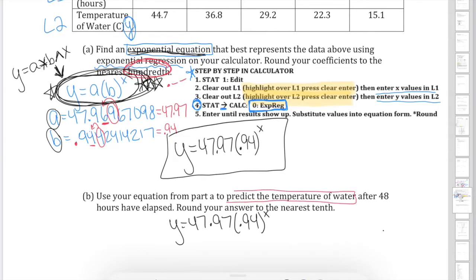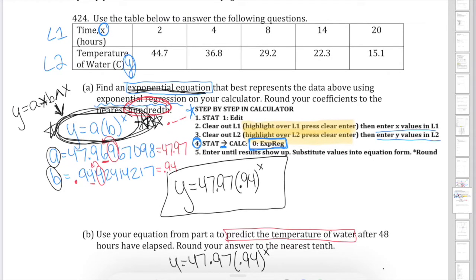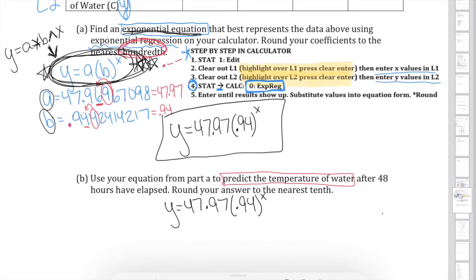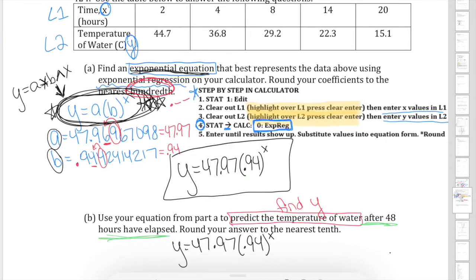So look at what it's giving me and what it's asking me to find. I have to predict the temperature of water. That's what we're trying to find here. Go back up to your table. It's asking me to find what letter if I'm trying to find the temperature? Did you answer me out loud? That would be weird. It's asking me to find y. Thumbs up. All right, I'm asked to find y because it's telling me to find the temperature. Y is temperature.